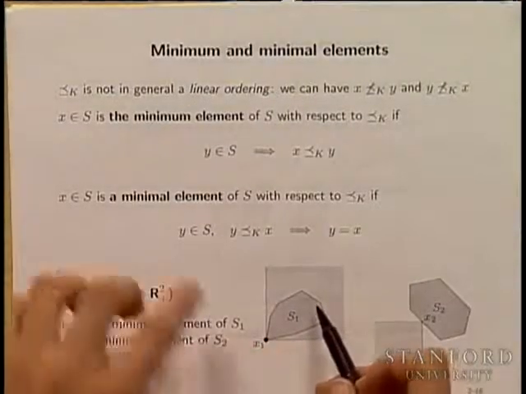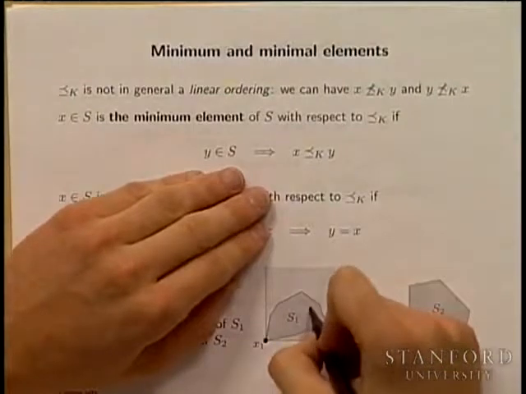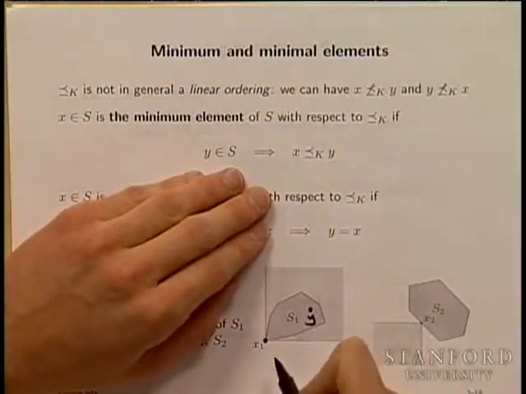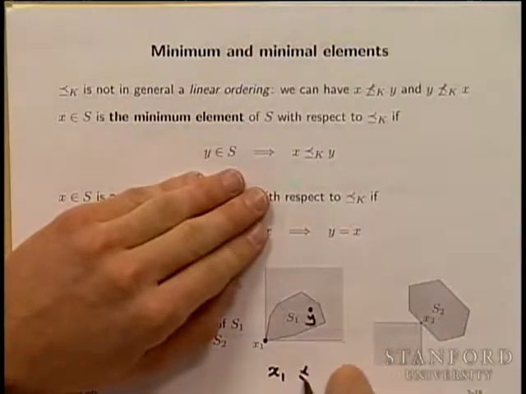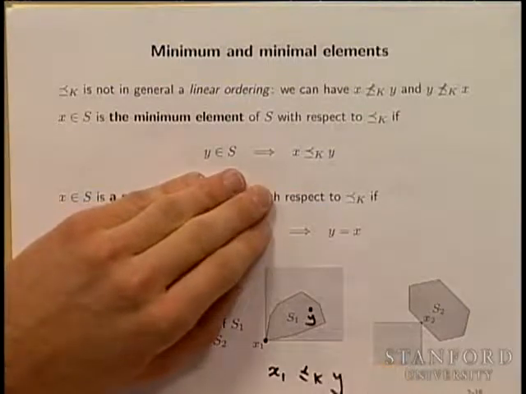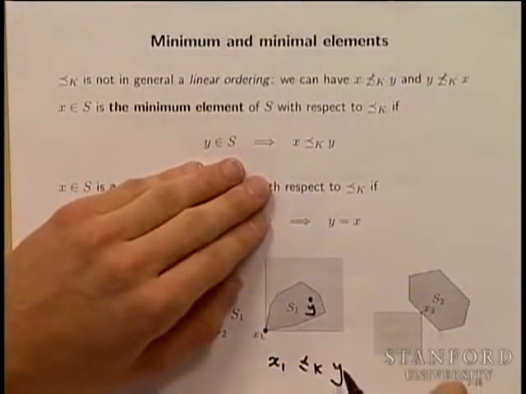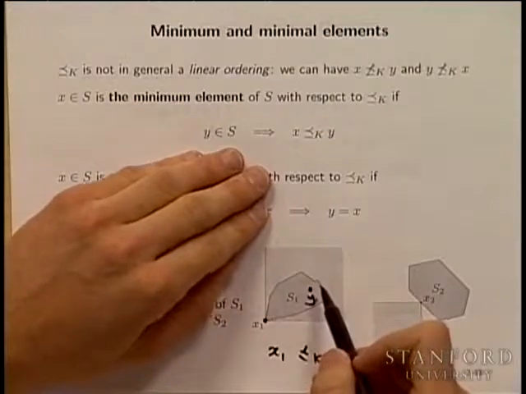Here are some pictures. We're going to use the cone k equal to R plus to the 2, so component-wise inequality in R2. This point x1 here is the minimum element of S1. What that means is if I pick any other point y in S, then I can explicitly say that x1 is less than or equal to y. And that will hold for any point in here.